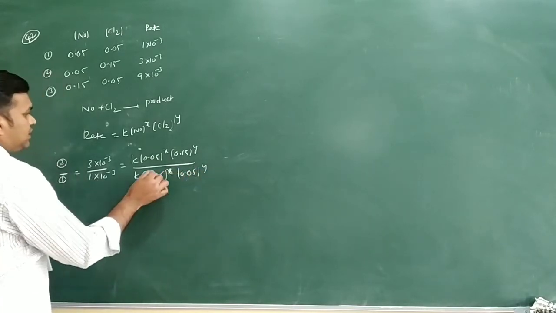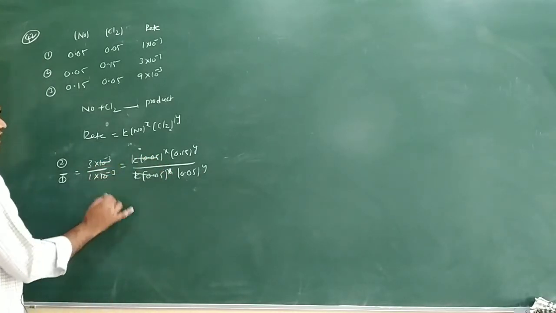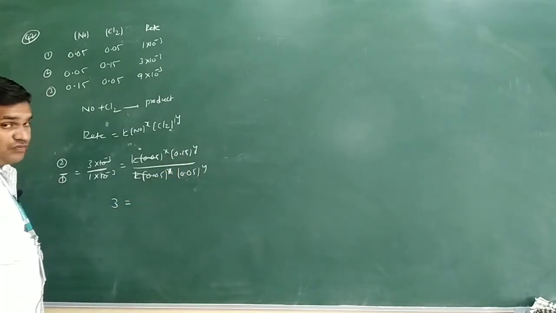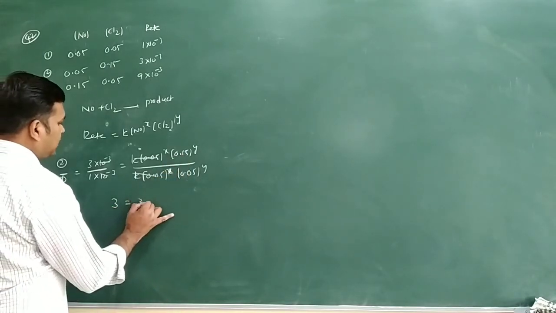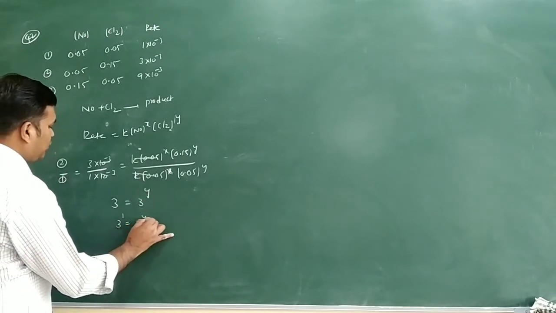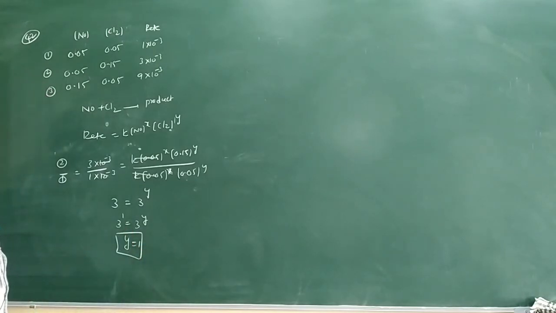What is cancelled? This k cancels, 0.05 cancels here, 10 power minus 3 cancels. What will you get here? 3 you will get. Then this 0.15 by 0.05, what will you get? 3 power y. I will write this one: 3 power 1 is equal to 3 power y. So from this I will get y is equal to 1. One value we got.